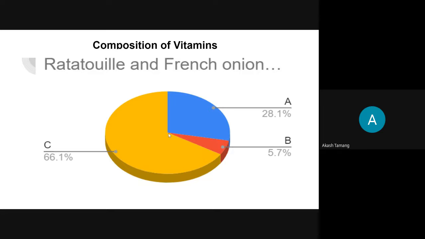Composition of vitamins. Here, vitamin A has a medium share, while vitamin C has 66.1% and vitamin B has 5.7%, a lower percentage.